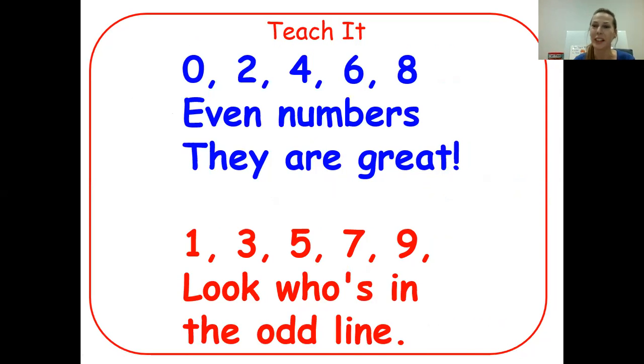So here's a little rhyme to help you to remember which ones are odd and which ones are even. It goes 0, 2, 4, 6, 8, even numbers, they are great. 1, 3, 5, 7, 9, look who's in the odd line.